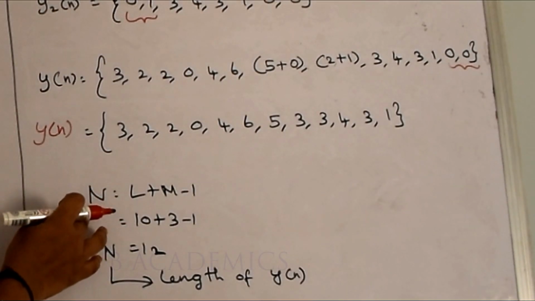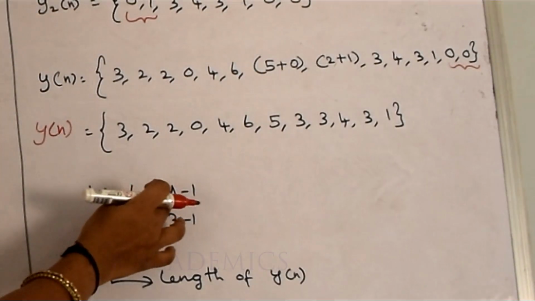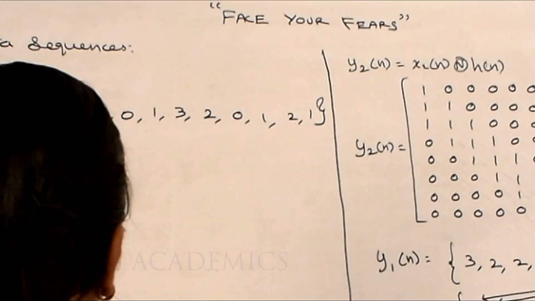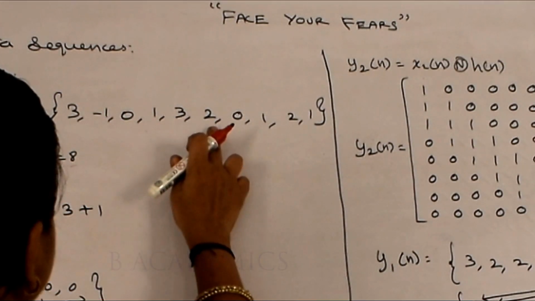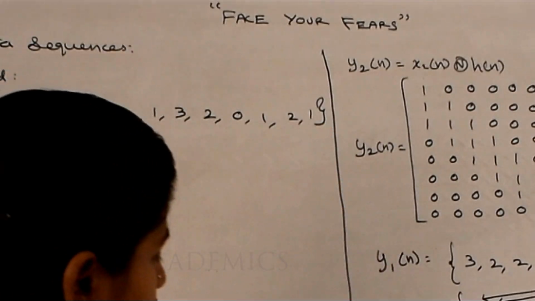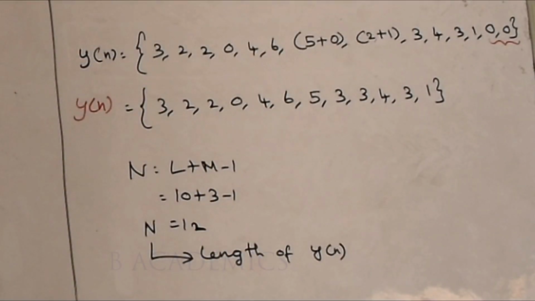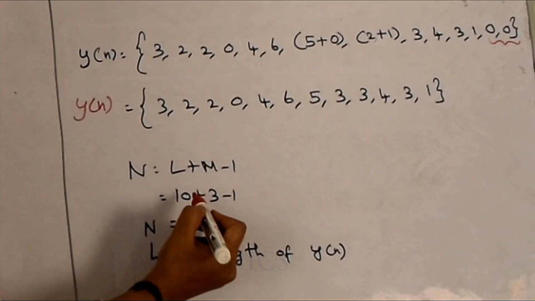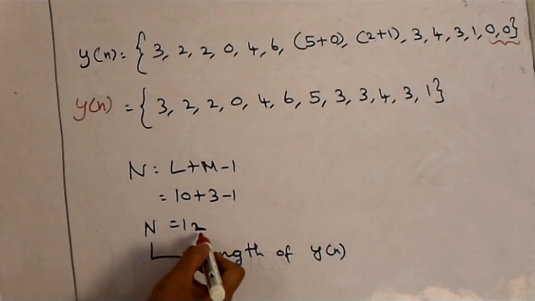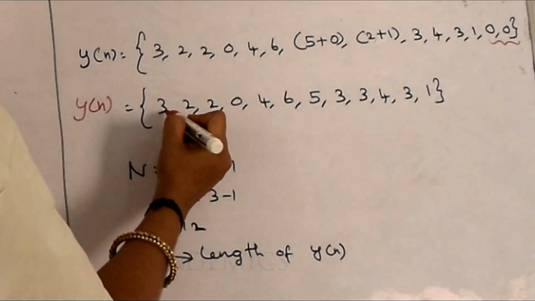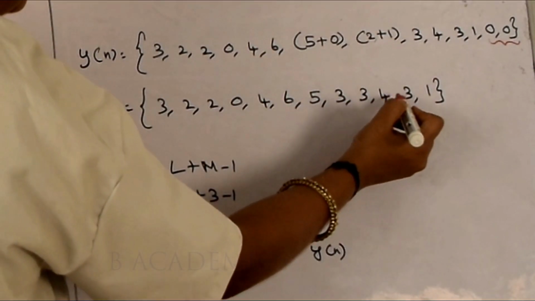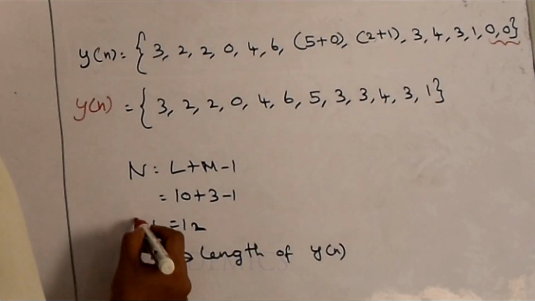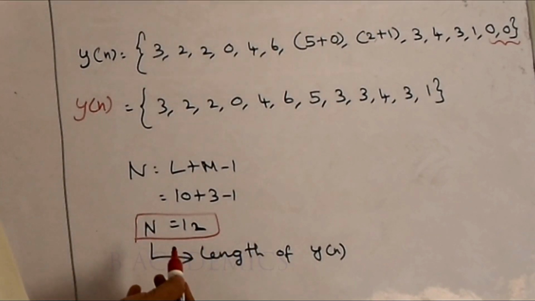So what is given in your question? N is equal to L plus M minus 1. The given data has the length of 10: 1, 2, 3, 4, 5, 6, 7, 8, 9, 10. So L is 10. M is the length of impulse response: 1, 2, 3. So 10 plus 3 minus 1 gives you 12. You can verify it: 1, 2, 3, 4, 5, 6, 7, 8, 9, 10, 11, 12. So the length of the output sequence is 12.